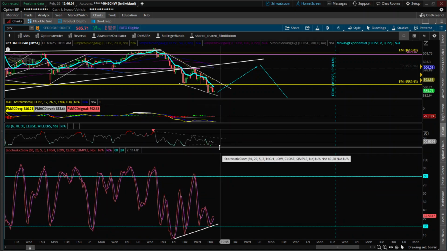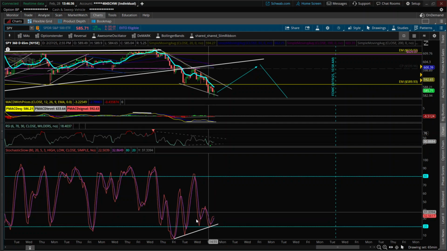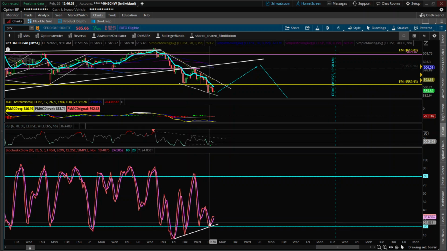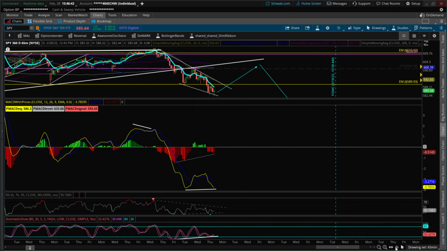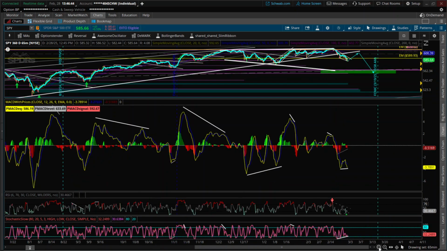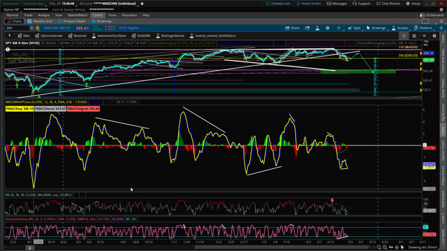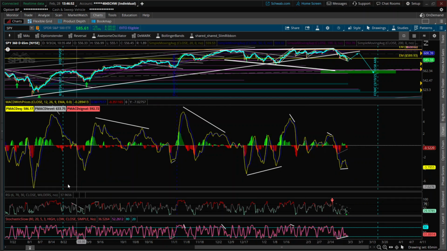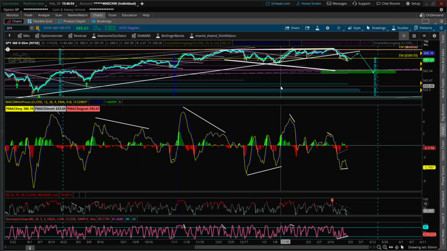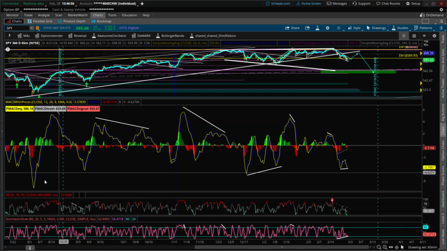Now, no setup's perfect, but this is beautiful. And positive divergence on the slow stochastic. All right. And so, again, I want to talk about this. I think I talked about it in last night's video. So we have a lot of room to the downside, right? So we could have just burned through and continued this sell-off right there, but nothing really goes in a straight line, especially when you have so many buyers at a top here.